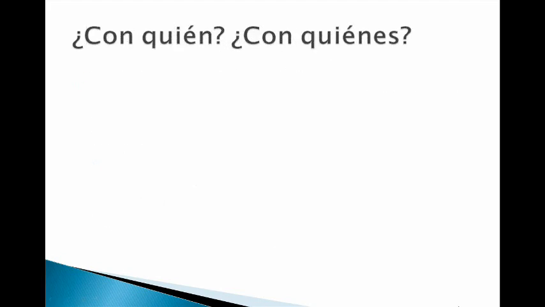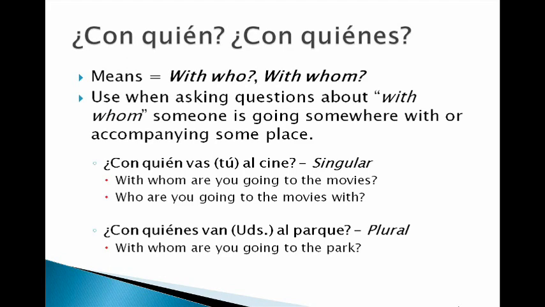¿Con quién and con quiénes means with who or with whom. It also has a singular and plural version to it, and you're going to use this one when wanting to ask questions about with whom someone is going somewhere with or accompanying some place. So you know your friend is going somewhere with somebody and you would like to know who that person is or who that group of people are that they're going with.